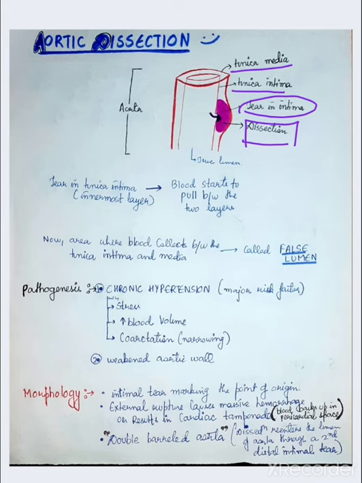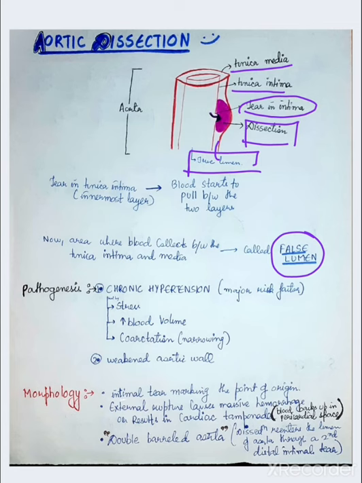Now, the area where the blood collects between tunica intima and media is called the false lumen. You can see a false lumen has been made, and the true lumen is the lumen of the vessel, which is literally true.